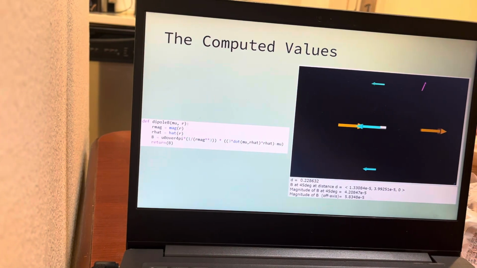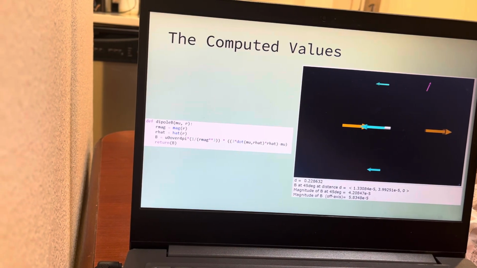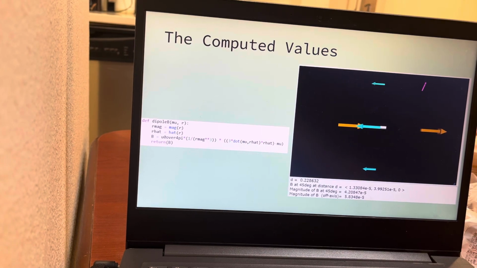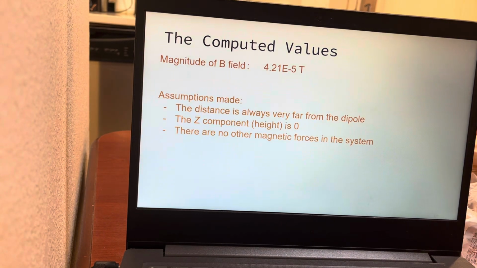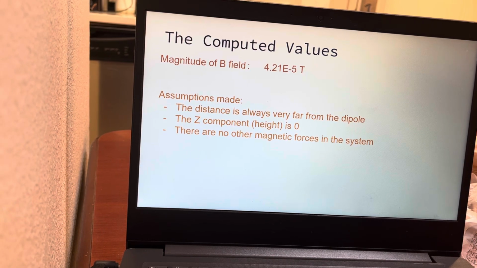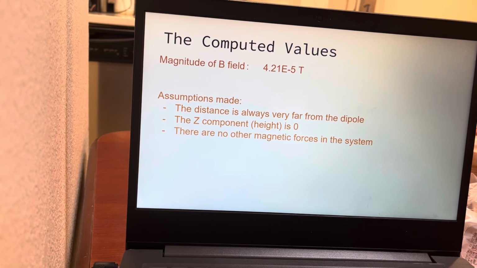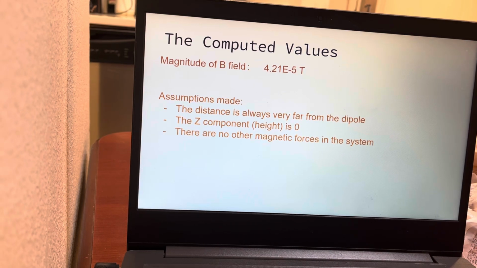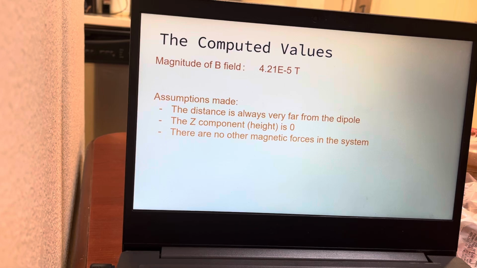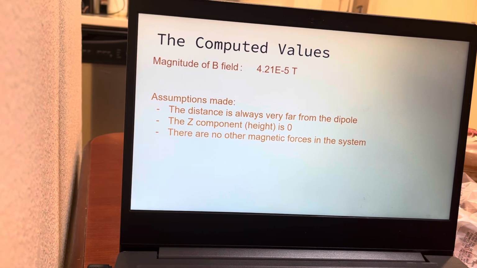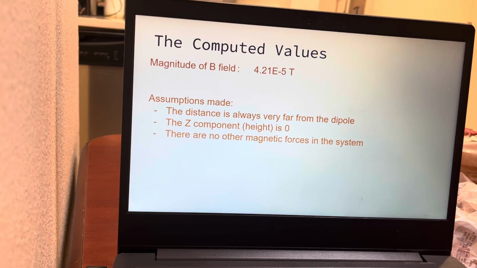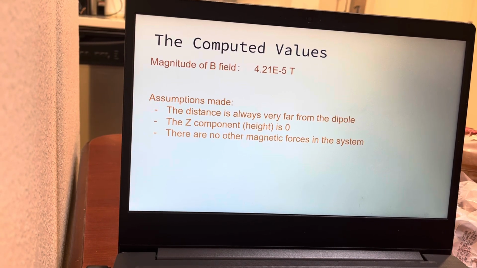Now for the computation, it followed a lot of the same calculations, but with some key differences. For the field, we got 4.21 times 10 to the negative 5 Teslas. And we always assumed that the distance is very far from the dipole, that the z component is nothing, that it's perfectly in line with the magnet, and naturally that the magnetic dipole is the only thing there.